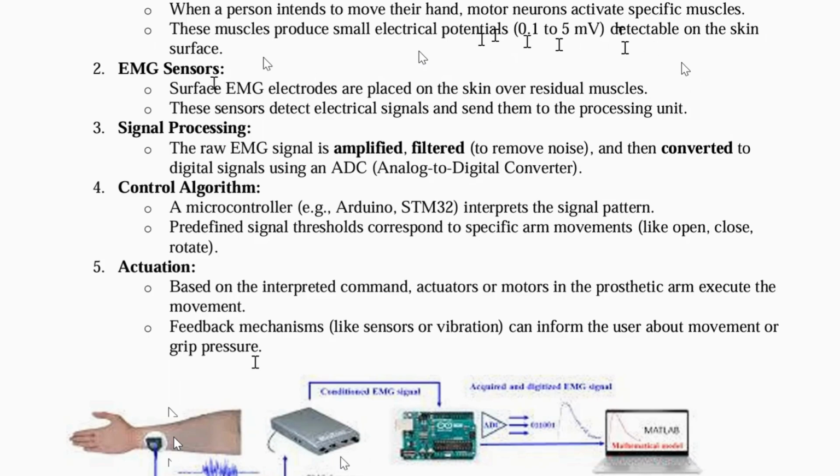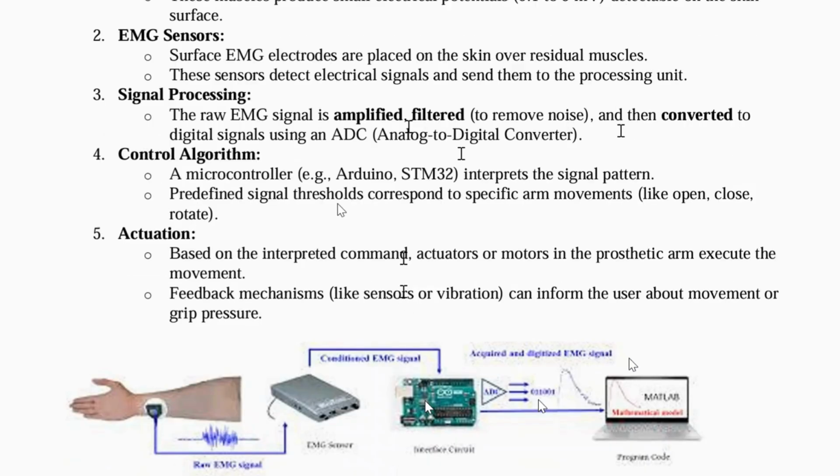Now there is an EMG sensor. The surface EMG electrodes are placed on the skin, right? This sensor detects the electrical signals and sends them to the processing unit. What processing unit do we use? We use an analog to digital converter followed by an Arduino or anything to convert it. So the raw EMG signal is amplified, filtered, and then converted using the ADC.